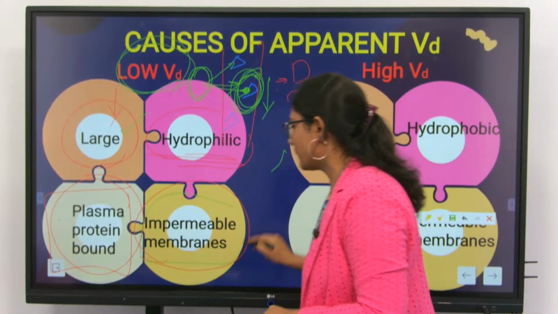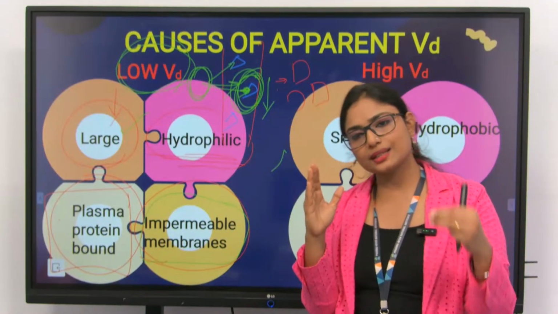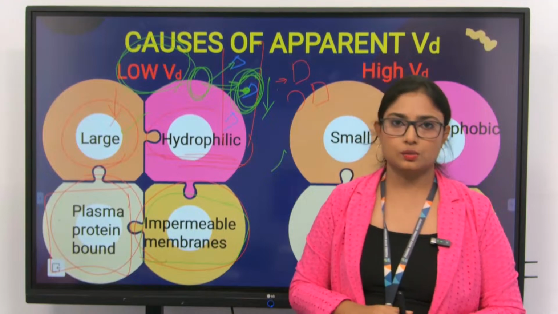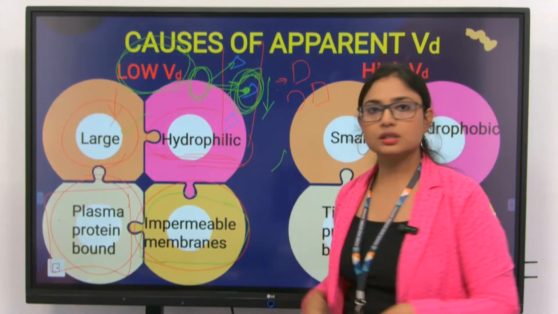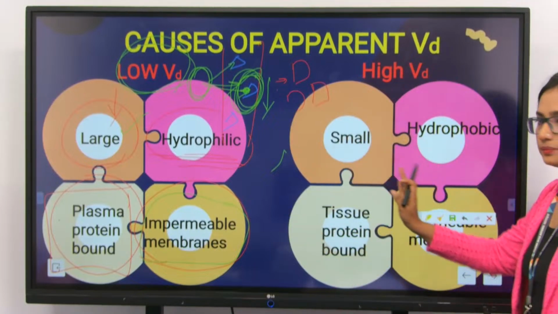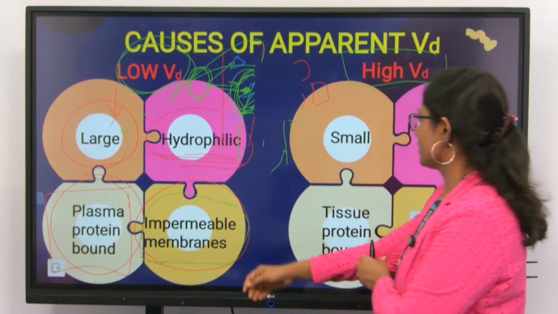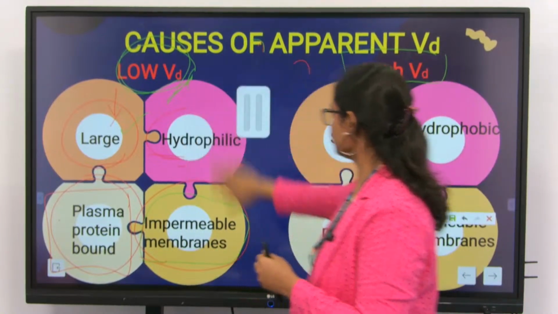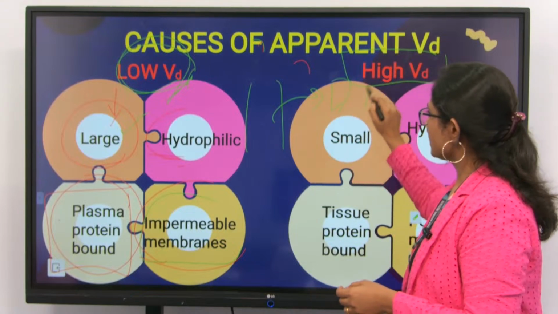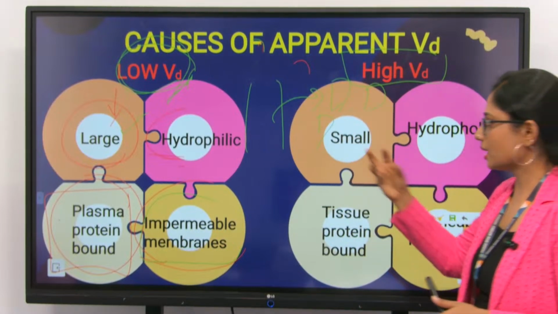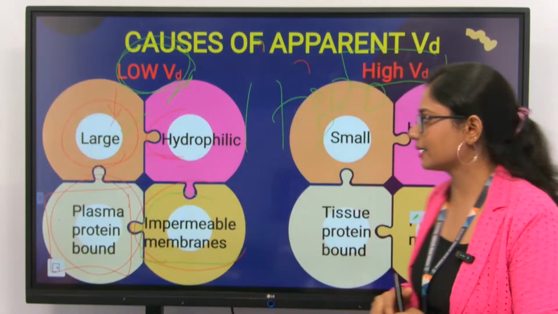In the case of an impermeable membrane, if the membrane does not permit the drug to diffuse across, the drug will not get absorbed, and the volume of distribution decreases. Now, the opposite. If the drug has a high volume of distribution, that means more drug is reaching the site of action. If the drug granule size is very small, it can easily diffuse through the cell membrane and reach the site of action.